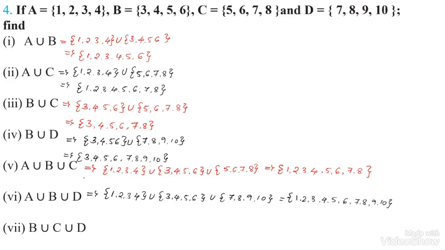Okay. Next, the last one. I am writing directly. Okay. First, elements of set B: 3, 4, 5, 6. After that, elements of set C: 5, 6 already there, directly I have written 7, 8. The elements of D: 7, 8 already there, 9, 10. This is the solution of B union C union D.